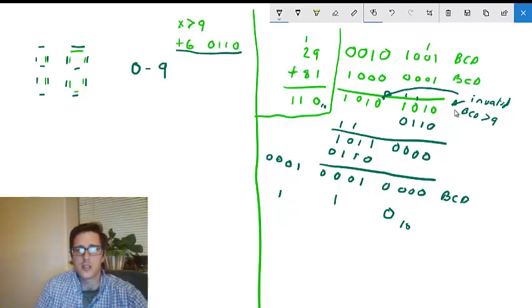Okay, and you can see that each of these segments right here could be, so if we were to actually draw this, we would need another 7-segment display.